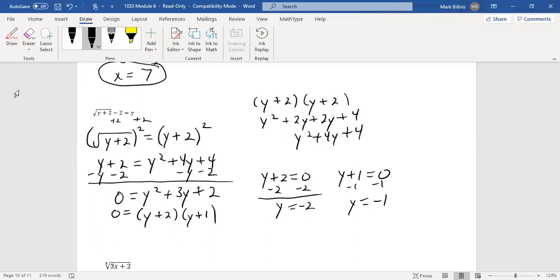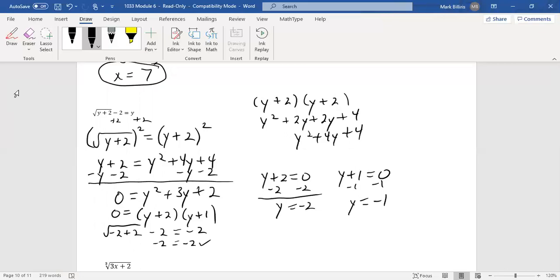So I'm going to plug these back into my original problem to make sure that it works. When I plug negative 2 in for y, I get the square root of negative 2 plus 2, minus 2, which would equal negative 2. The square root of negative 2 plus 2 is 0, and 0 minus 2 is minus 2. So my answer would check.